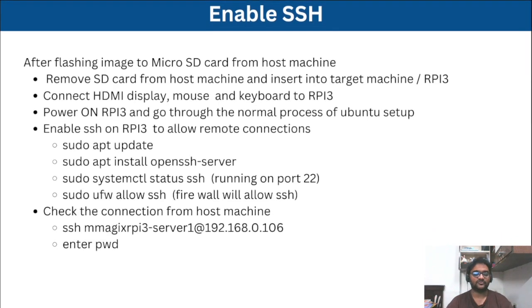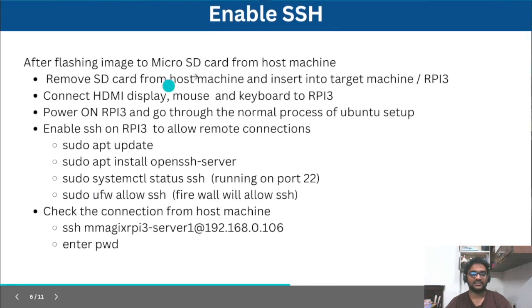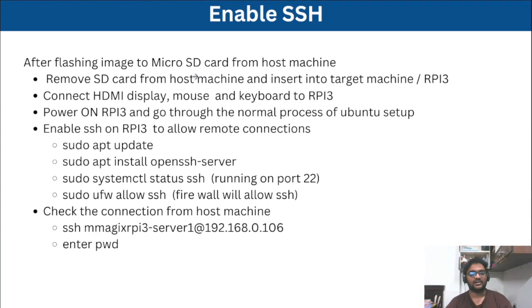After flashing is done, you can remove the SD card from your host machine and insert it into the target machine, which here is the Raspberry Pi 3. To the RPi 3 you can connect the HDMI cable to your monitor, a mouse, and a keyboard, and you power on just like using any desktop. You log in with the credentials you set up during the Ubuntu setup, and then the first thing you have to do is enable SSH.